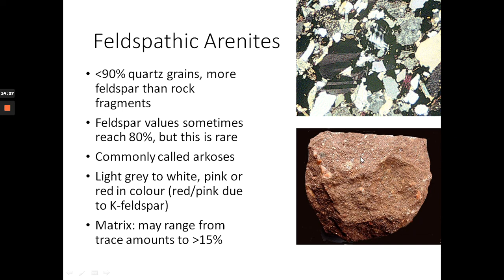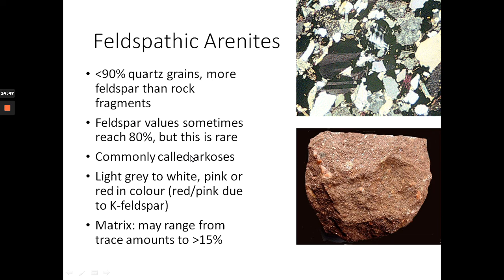Okay. So notice the poor sorting in this case. See the feldspar grains. And the thin section, this is how it looks. You can see plagioclase with multiple twinning in this case. Okay. With quartz in between also here. Okay. The common name for the feldspathic arenites are the arkoses.